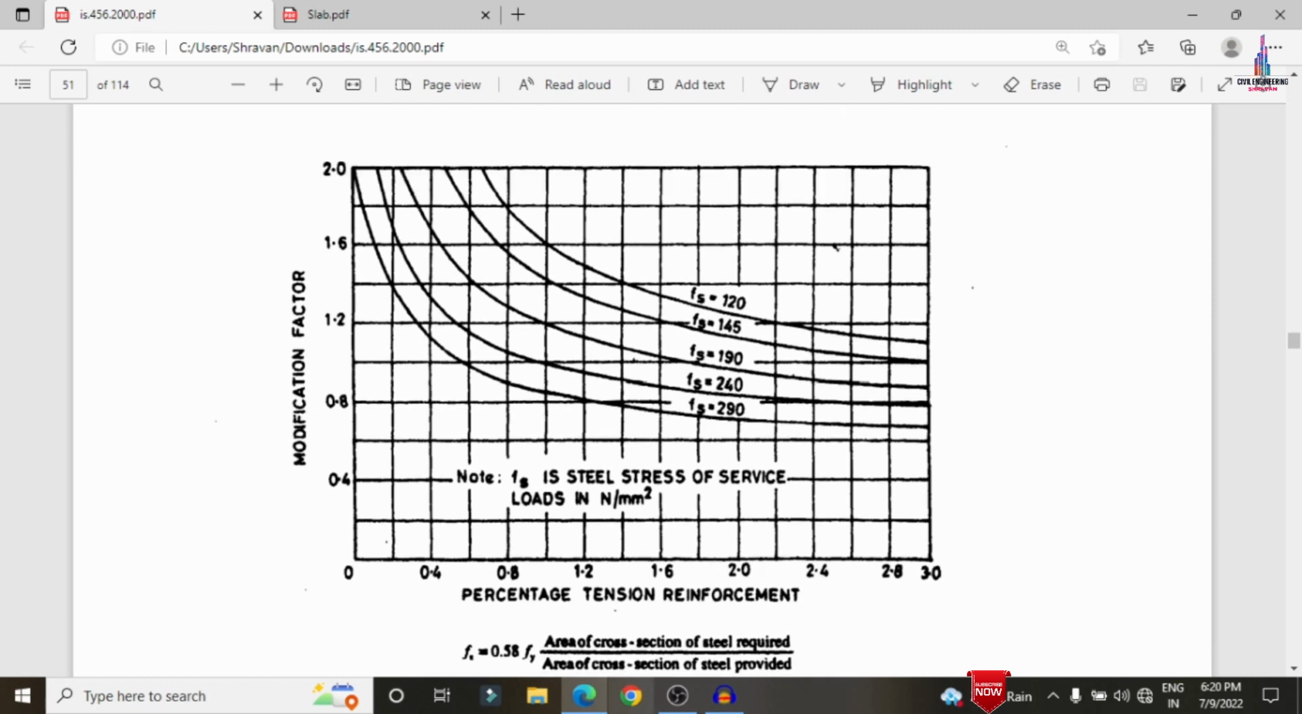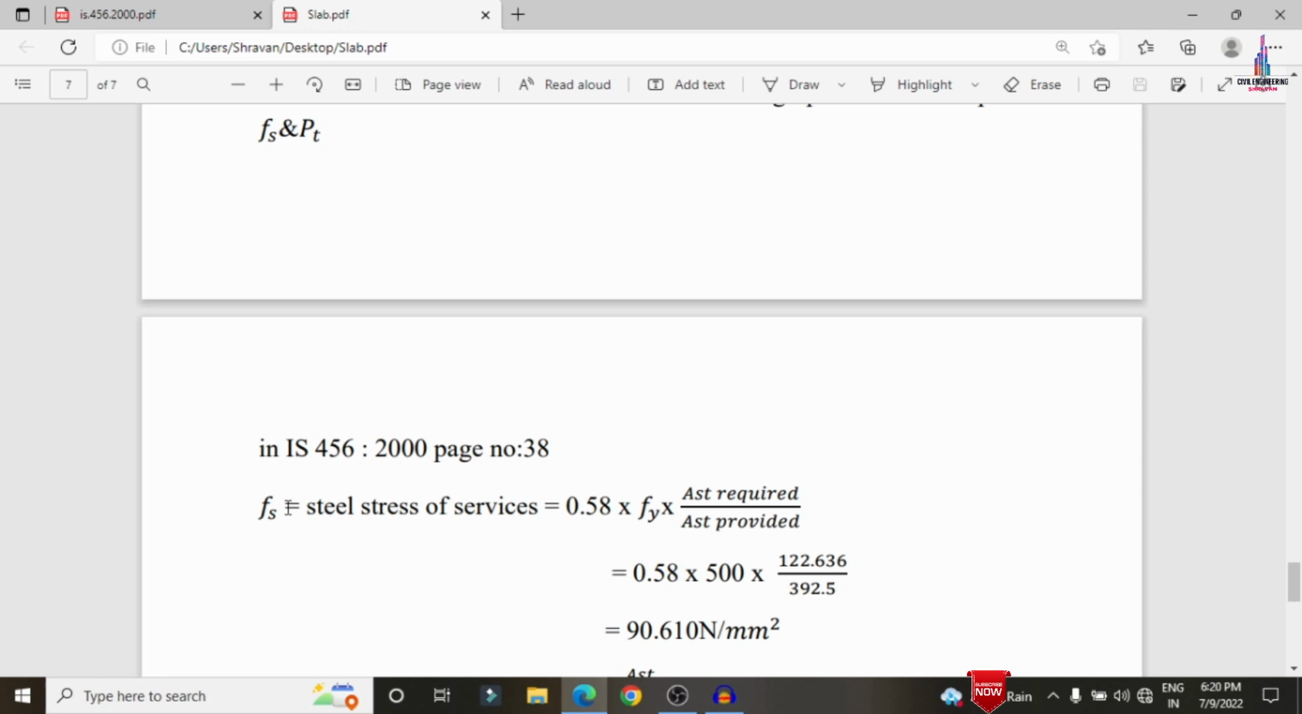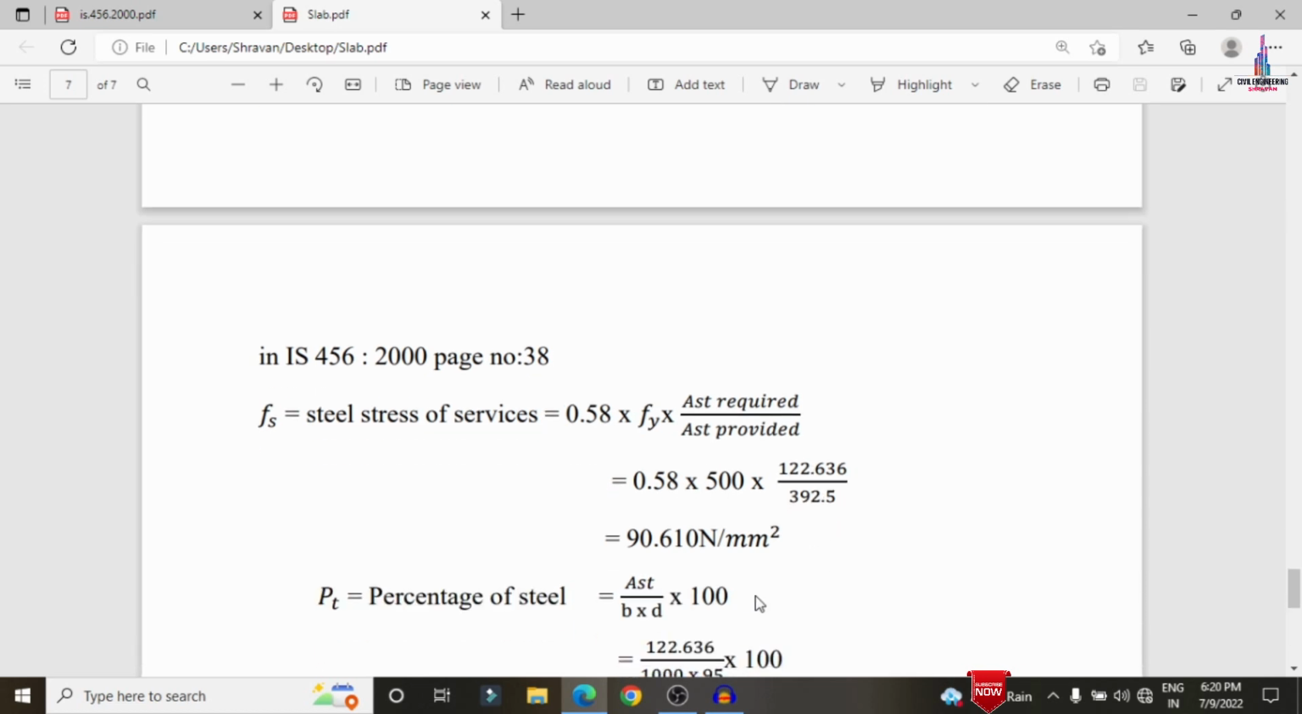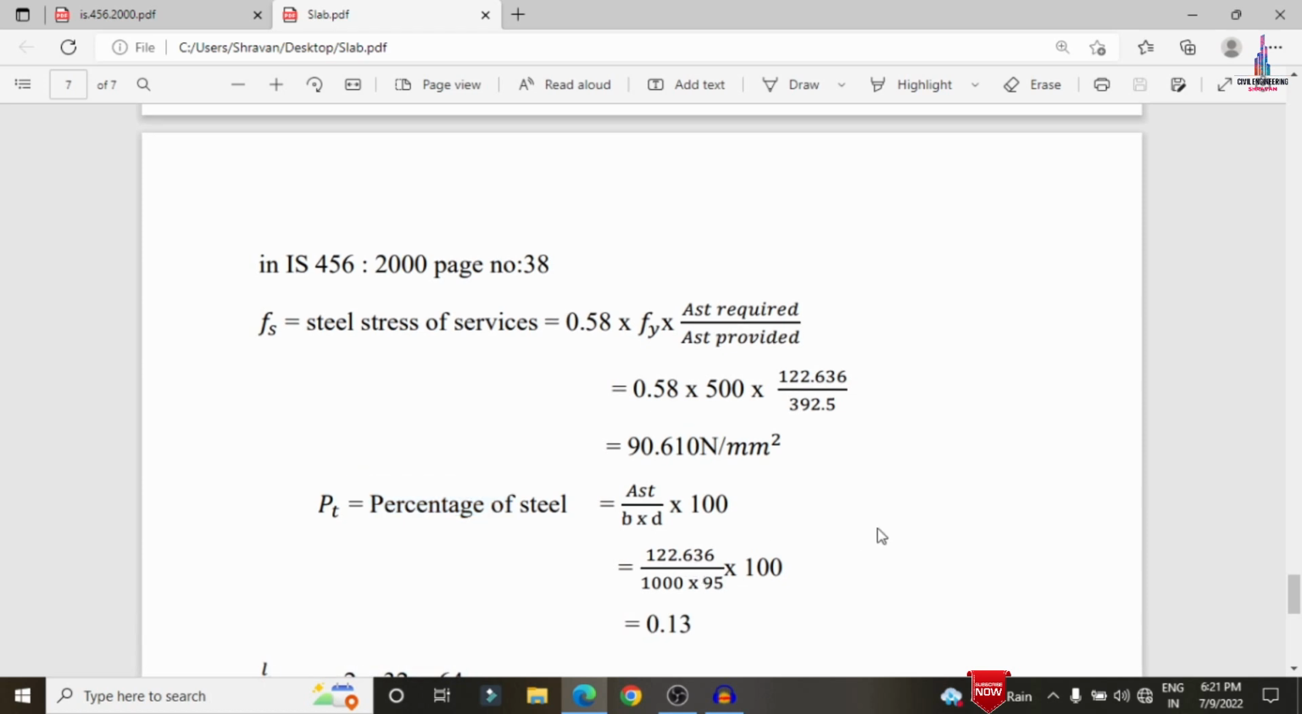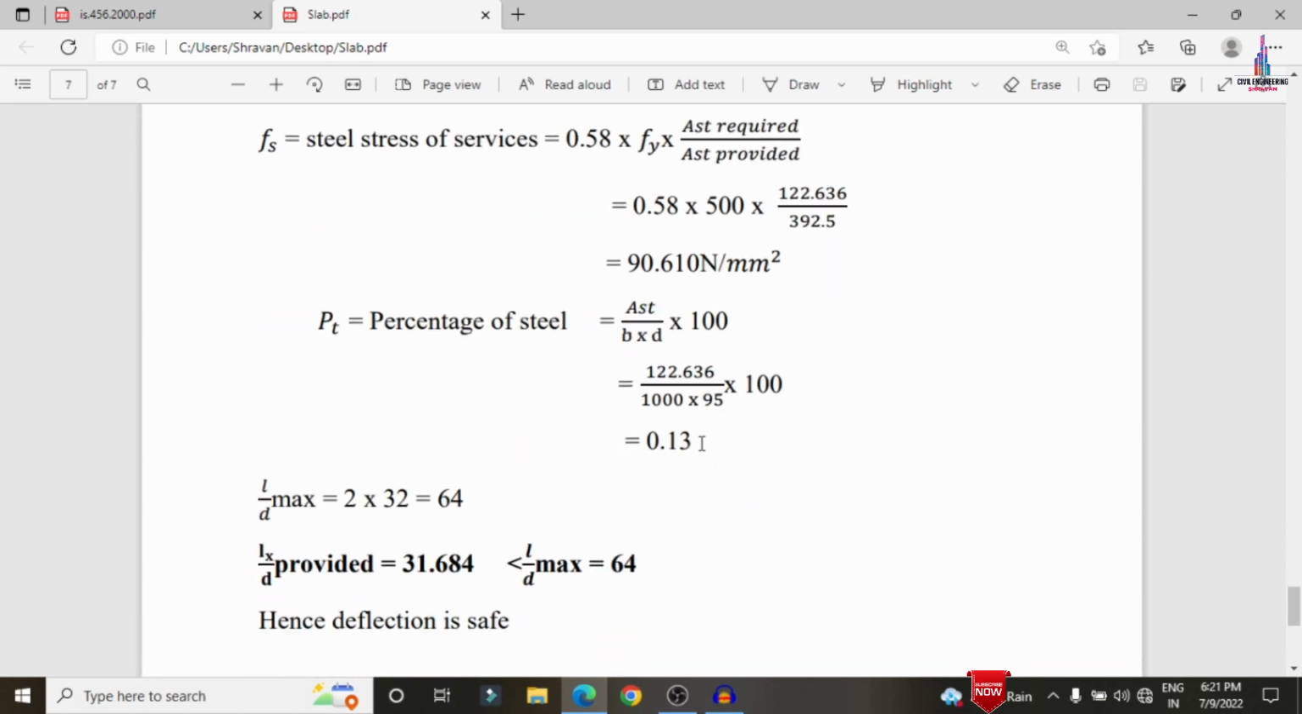Okay, here in this case, I want to calculate the value. So Fs equals 0.58 into Fy into Ast required by Ast provided. If you substitute this value, we get Fs equals 90.610. So the percentage Pt equals Ast divided by b into d, into 100. If you substitute the values, 122.636 divided by 1000 into 95, into 100, we get the value 0.13. So L by d maximum: for these values of Fs and Pt, the modification factor is obtained as 2. Okay, so L by d max equals 2 into 32, so that we get the value of approximately 64. L by d provided equals 31.684, as we got here.